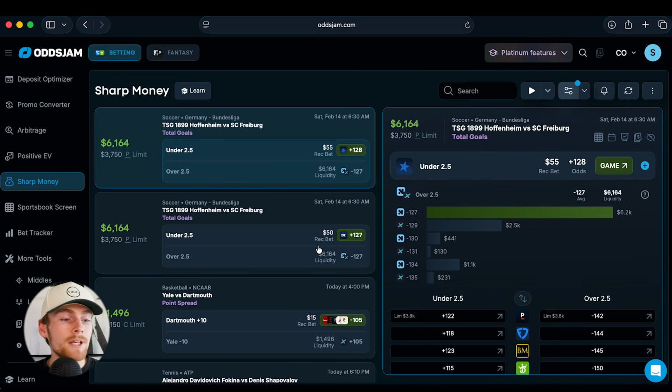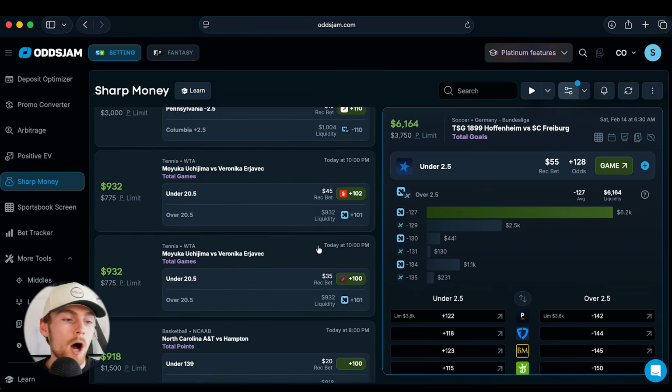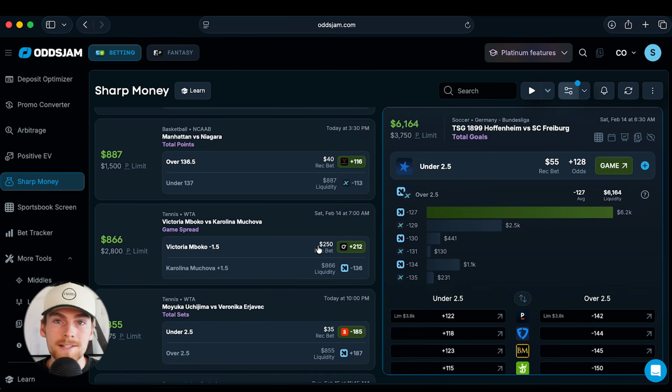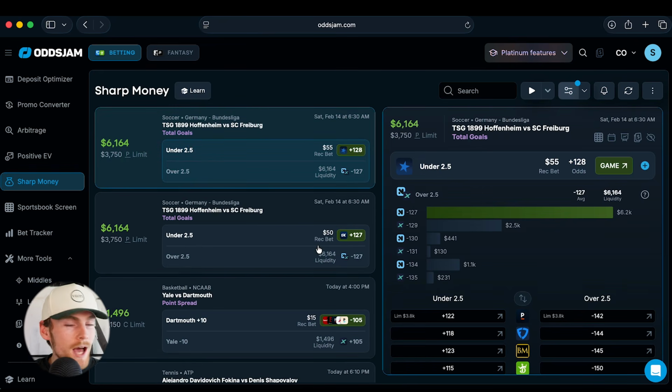Now, as you can see, there will be tons of plays that pop up on the sharp money tool every single day. And not only is the sharp money tool going to tell you how much liquidity is on these props, but it's going to tell you the most profitable books to bet these on. Just like we went through the arbitrage tool, every single one of these plays is an arbitrage opportunity.